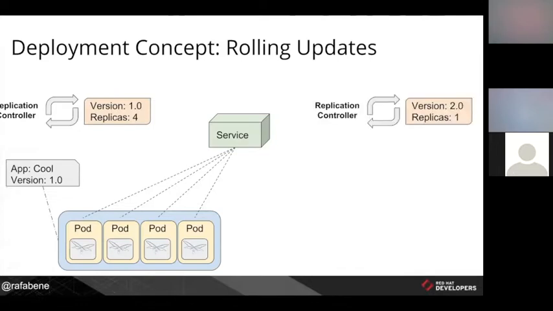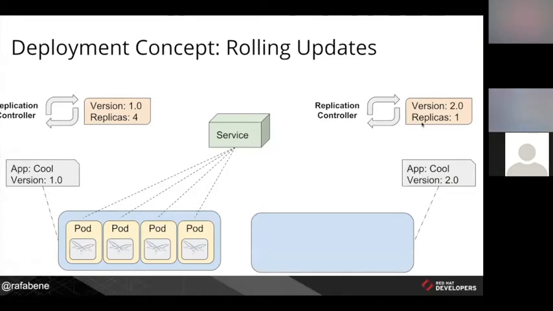When you request to update the version, Kubernetes creates for you a new replication controller for the new version, and then it starts to create a new pod. Note that the replication controller said that I should have only 4 replicas in my cluster. And since now I have 5 replicas, the previous replication controller kills the previous version. And then it keeps rolling.